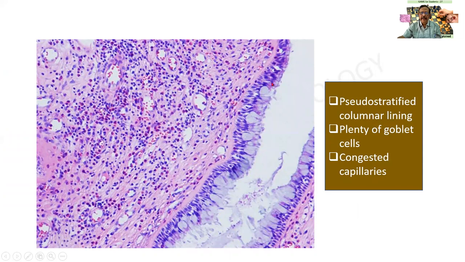Very same over here. Only difference, I am finding a lot of these empty cells, which are the goblet cells. Plenty of goblet cells are seen. There are congested capillaries over here, and sheets of inflammatory cells, which are again lymphocytes in this case. Maybe a few eosinophils are also seen.